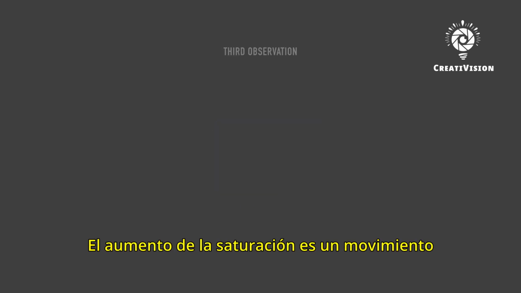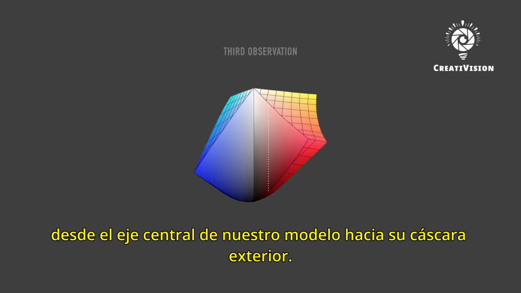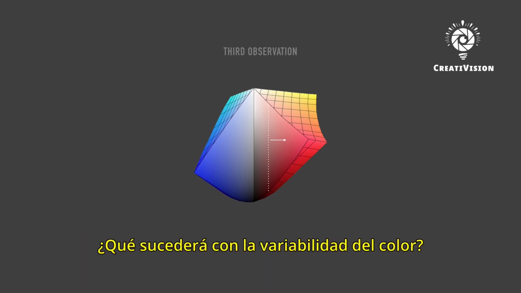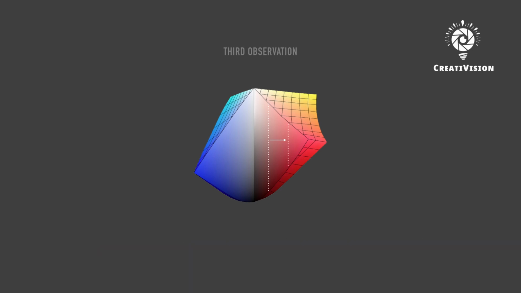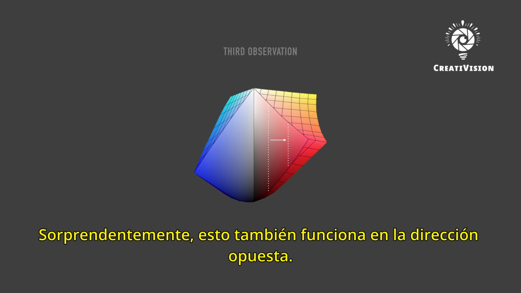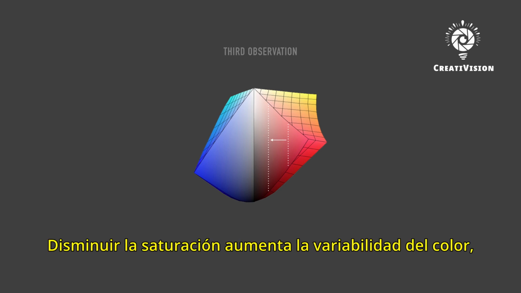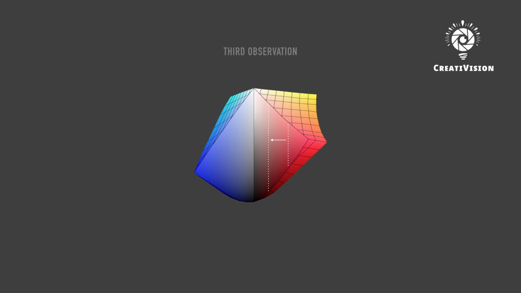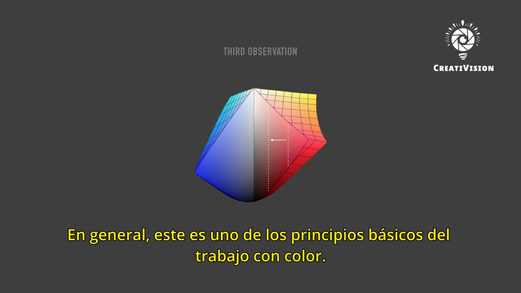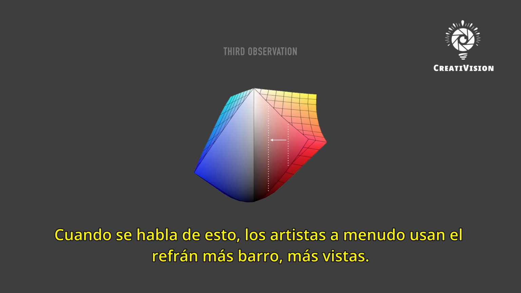Third observation. Saturation increase is a movement from the central axis of our model to its outer shell. What will happen with the colour variability? That's right, it will inevitably decrease. Surprisingly, this also works in the opposite direction. Lowering the saturation increases the variability of the colour, so it pollutes the image, meaning it adds new colour gradations. Generally speaking, this is one of the basic principles of working with colour. When speaking about it, artists often use the proverb, more mud, more fuse.